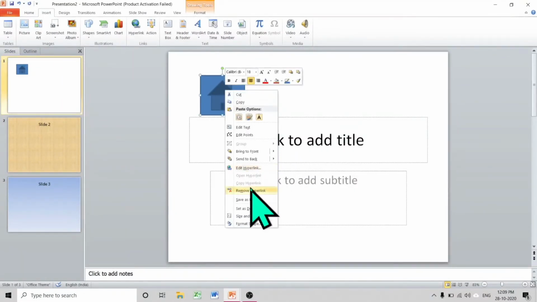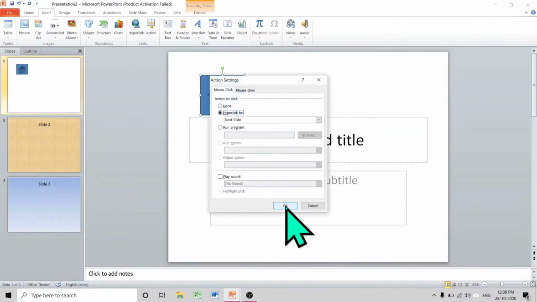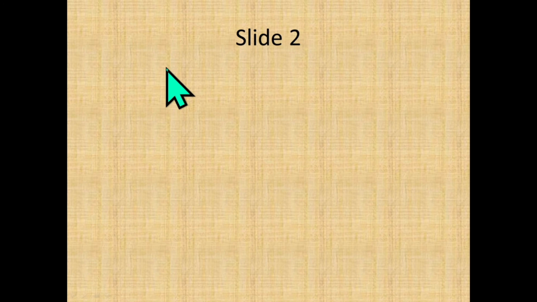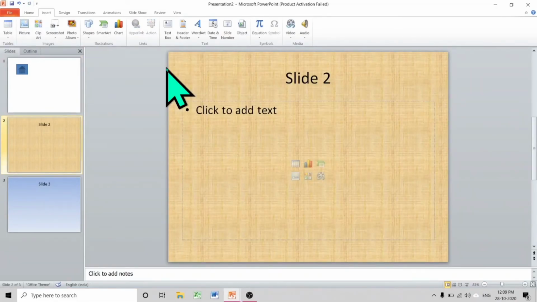Again I'll click on edit hyperlink and I will now use mouse over. Hyperlink to, I will make mouse click none. Next slide. So I will not click on this button. Whenever my mouse comes on this button, the action will be performed automatically. See, I have not clicked. Slide 2 has changed automatically. So mouse over is clear. No need to click. Whenever the mouse pointer moves on that button, the action will be performed.